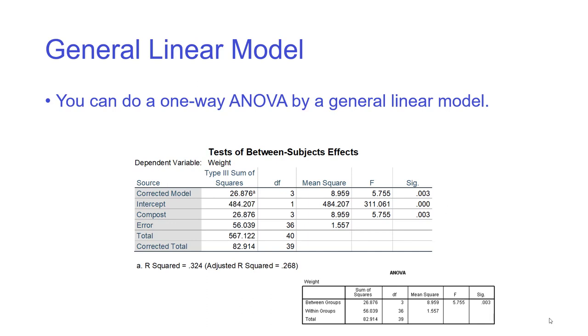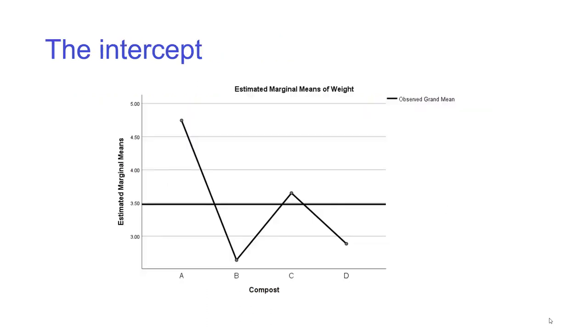Which, when you do it using the one-way ANOVA, you've got the between groups. The sum of the squares was 26.876, degrees of freedom was 3, mean squared difference 8.959, f was 5.755. So you've got exactly the same data in the general linear model table that you had before, only you've got extra factors as well. So you've got intercepts and model corrections and errors. Now the way it's working is as a form of regression.